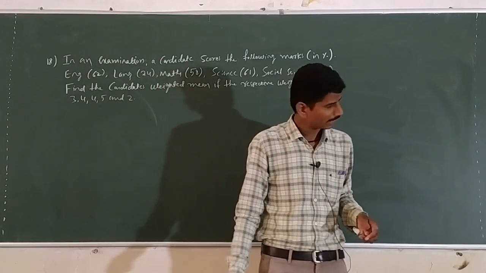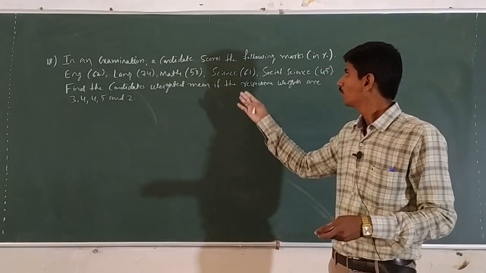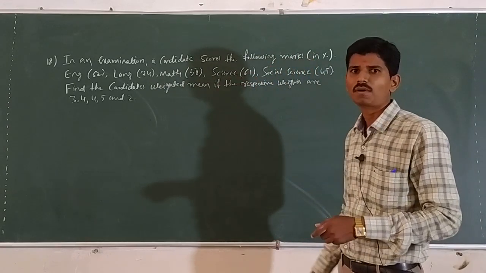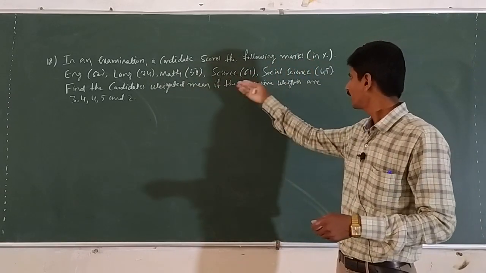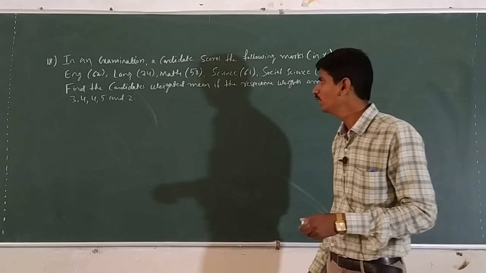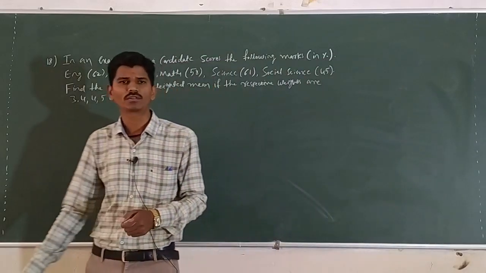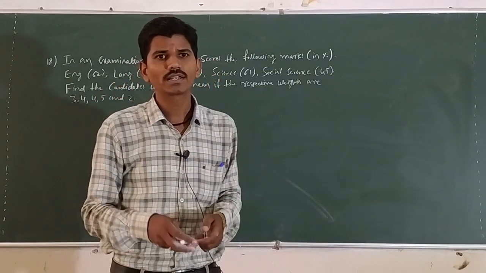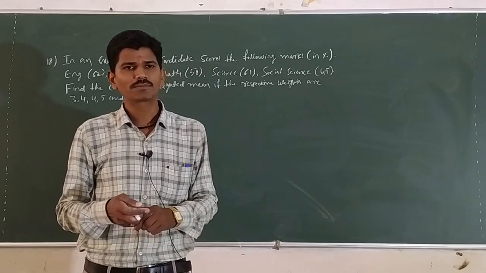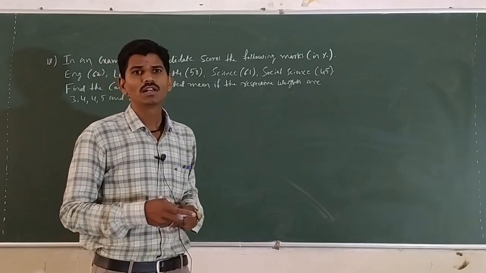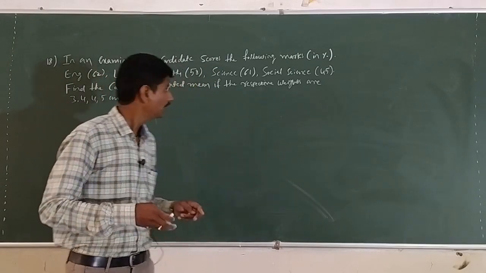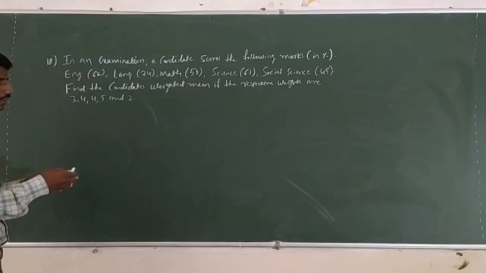Here they are given marks with respective weights. Marks are given in terms of percentage, along with their weights. You have to find the weighted arithmetic mean. The problem is based on weighted arithmetic mean because weights are given. Then you have to apply the weighted arithmetic mean formula, that is x bar w equal to sum of wx divided by sum of w. Here you want the x values. What are the x values?